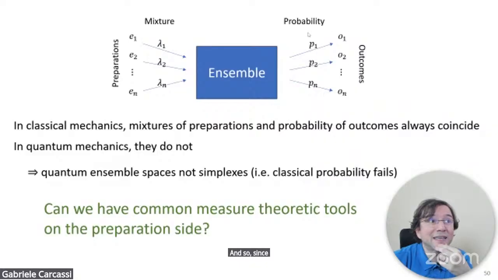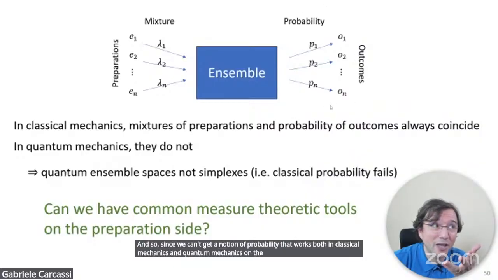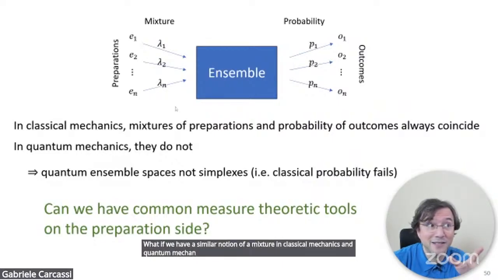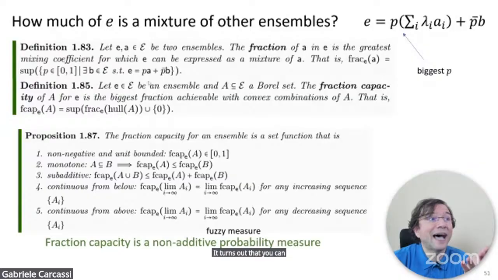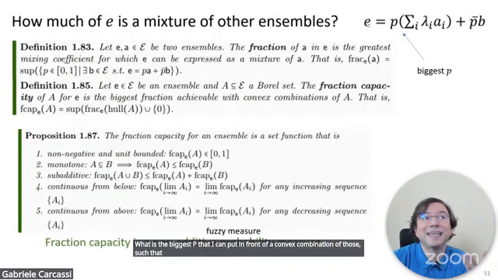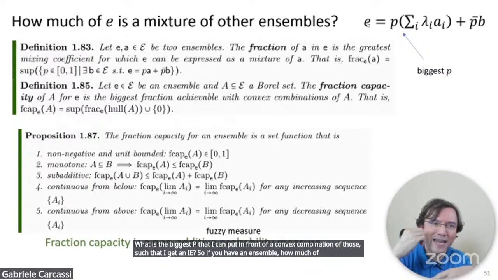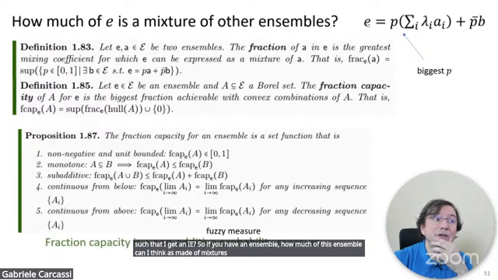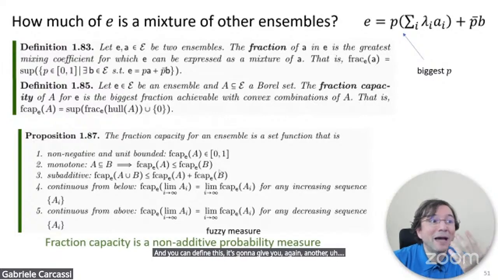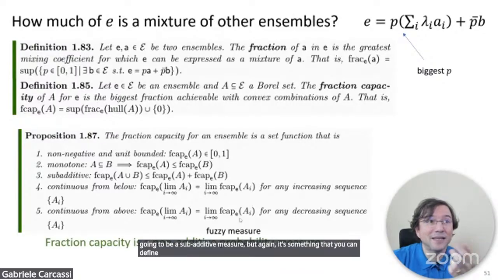And so since we can't get a notion of probability that works both in classical mechanics and quantum mechanics on the probability of outcomes, what if we have a similar notion of mixture in classical mechanics and quantum mechanics such that it becomes the same? And it turns out that you can do, given a set of ensembles, you can ask, what is the biggest P that I can put in front of a convex combination of those such that I get my E? So if you have an ensemble, how much of this ensemble can I think of as made of mixtures of all these other preparations? And you can define this. It's going to give you, again, another measure, but then again, it's not going to be an additive measure. It's not going to be a subadditive measure, but again, it's something that you can define and study in general.